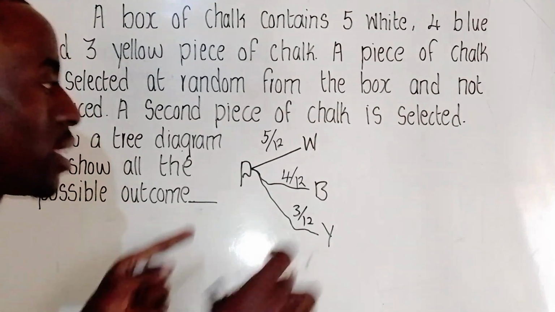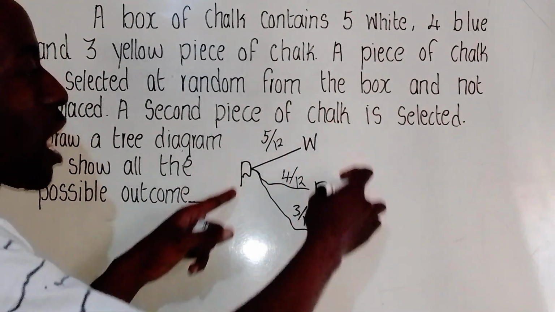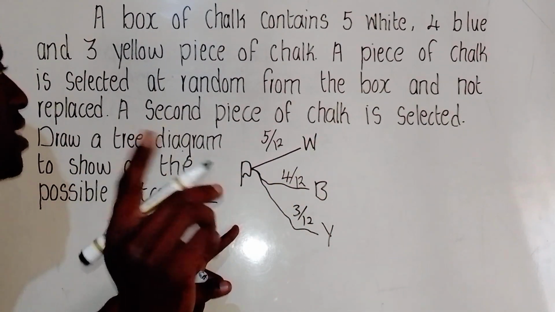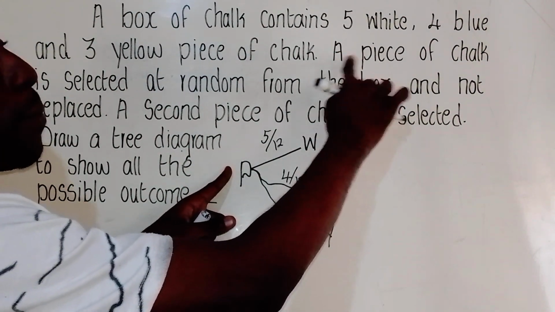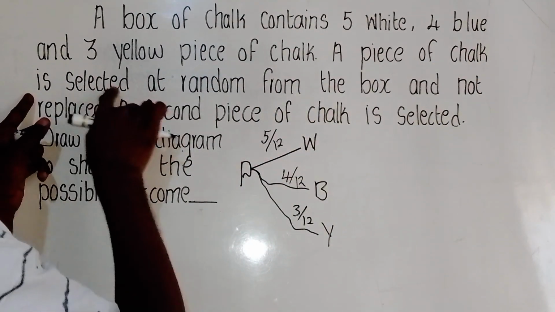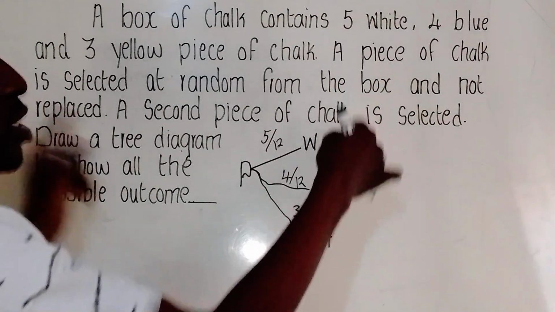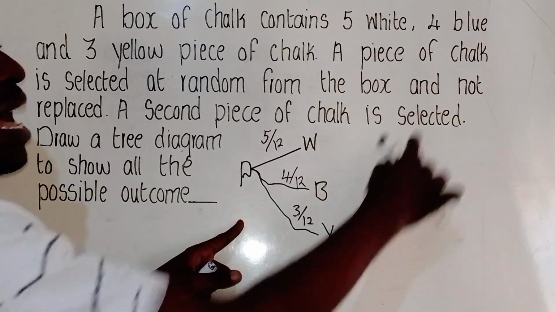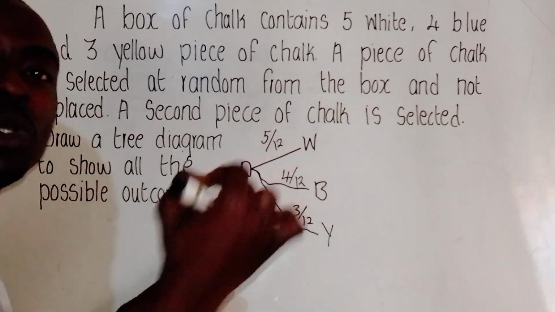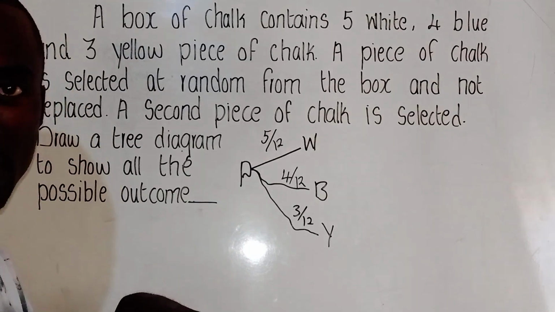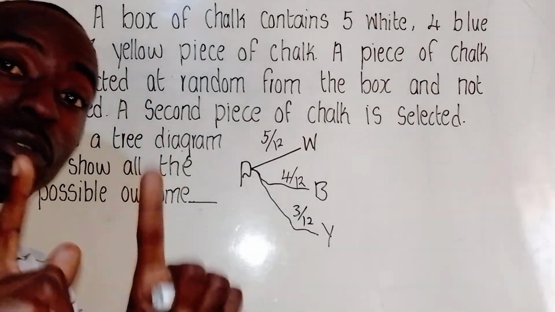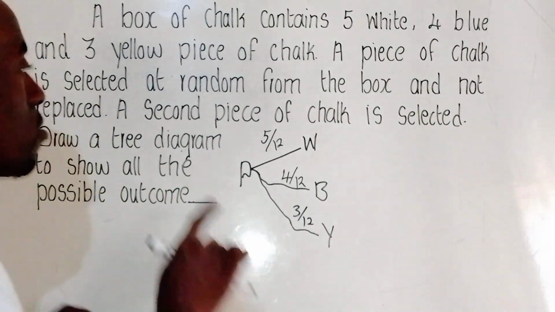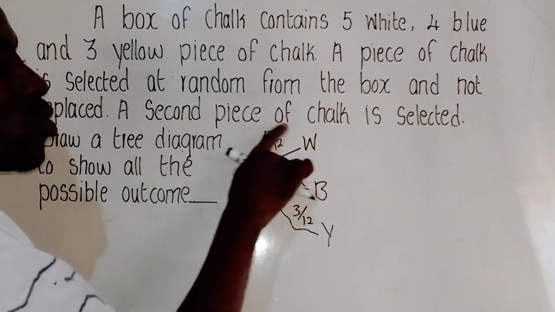But remember, this outcome is for the first selection, because it represents the statement that a piece of chalk is selected at random from the box and not replaced, meaning the total number reduces from 12 to 11 to 10 and so on, if we pick one piece of chalk. Again, now they're saying a second piece of chalk.